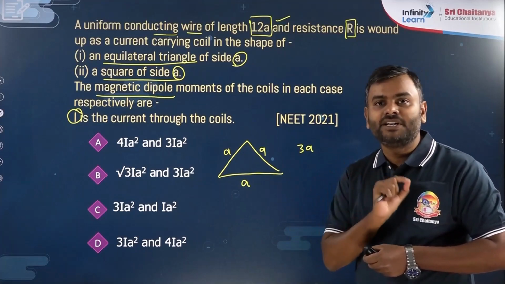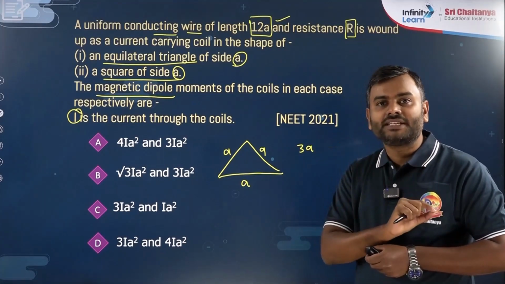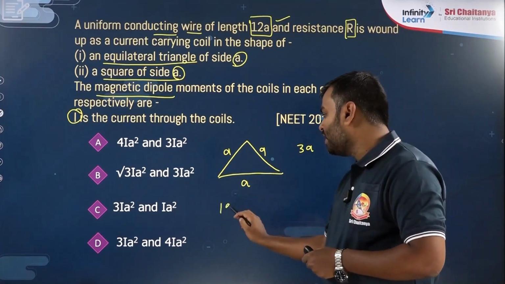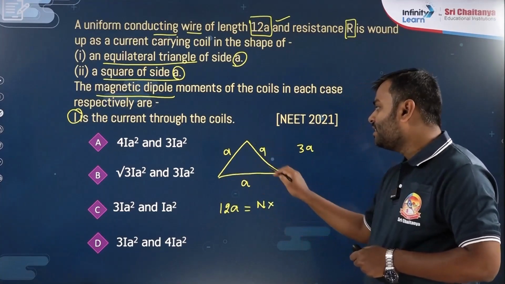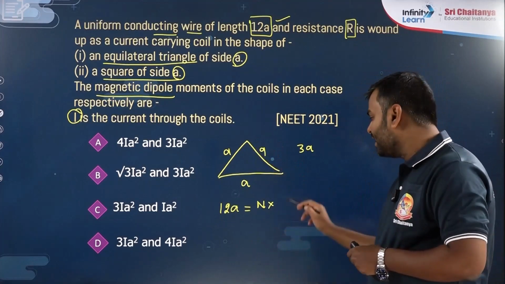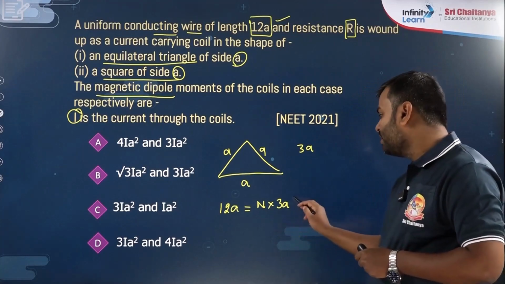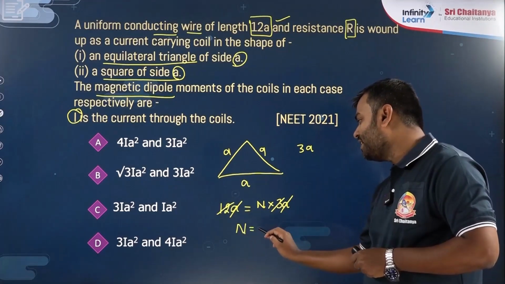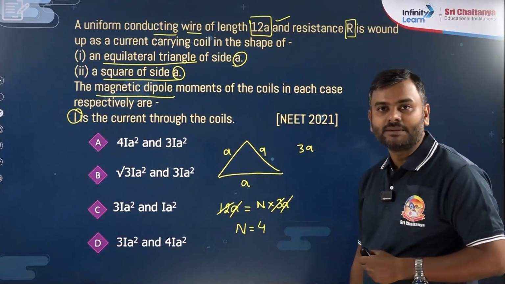Since it has multiple turns, we have to calculate the number of turns in order to calculate the magnetic dipole moment. How can we do that? We know the total length is 12A, and we equate it with the number of turns times the length in a single turn. The length in a single turn for the equilateral triangle is 3A. If we cancel A on both sides and also cancel 3, the number of turns for the triangular coil comes out to be 4.